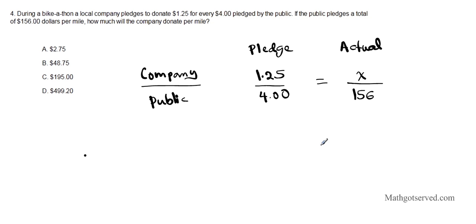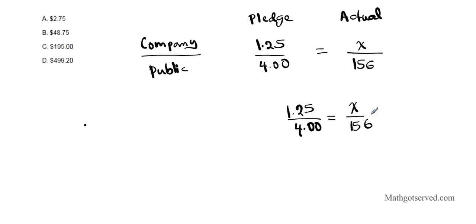I'm going to represent that with X. The numerator represents company, and the denominator represents public. If I solve this proportion for X, that will give me the value that the company would donate. So I have 1.25 over 4 equals X over 156. To solve for X, I'll multiply both sides by 156, that's the inverse of dividing, so this cancels out. So X equals 1.25 times 156 over 4.